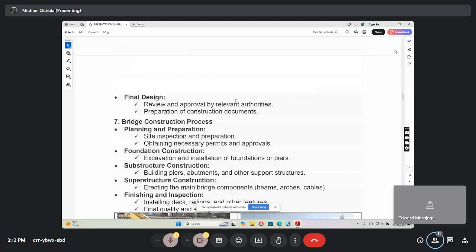Then you do review and approval by the relevant authority, then preparation of construction documents, and you build the bridge. So we have designed the bridge, we have known the types of bridges, we have looked at the different players and the data required. You have gone through the design process. Now you are into the construction stage. You see, as a designer, from your desk, you should be able to design a bridge, construct it, and maintain it.